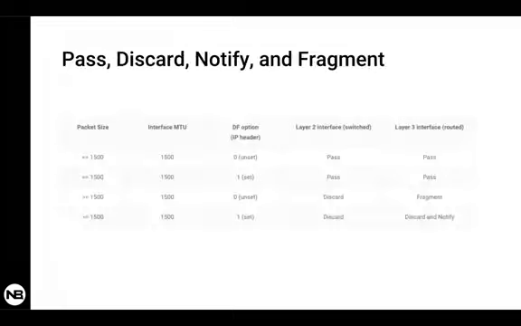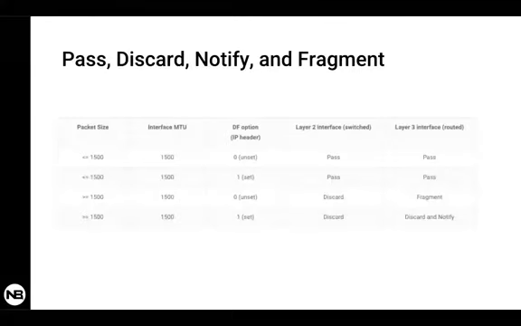Layer 2, in fact, as we can see in the next table, discards the packet if it is larger than the interface MTU. So really, the behavior of a switch versus a router interface is really different, and also based again on the DF setting on your packet. As you can see, if the packet size is lower than the interface MTU, everything is good for both layer 2 and layer 3 interfaces.